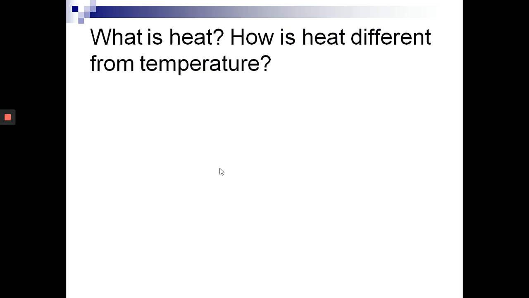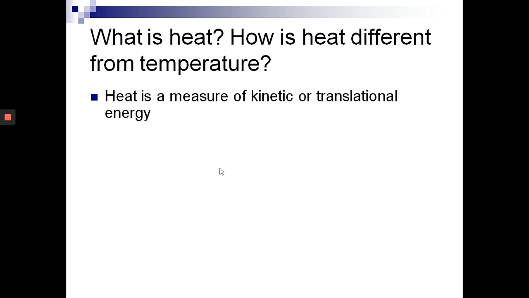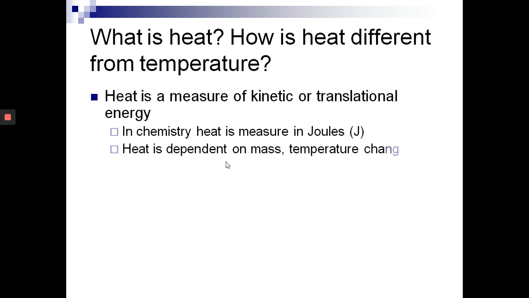What is heat, and how is heat different from temperature? Well, heat is a measure of kinetic or translational energy. So heat is a form of energy. In chemistry, heat is measured in joules. Heat is dependent on the mass, temperature change, and specific heat. To calculate the heat energy, we are going to be using this equation: Q equals mc delta T.